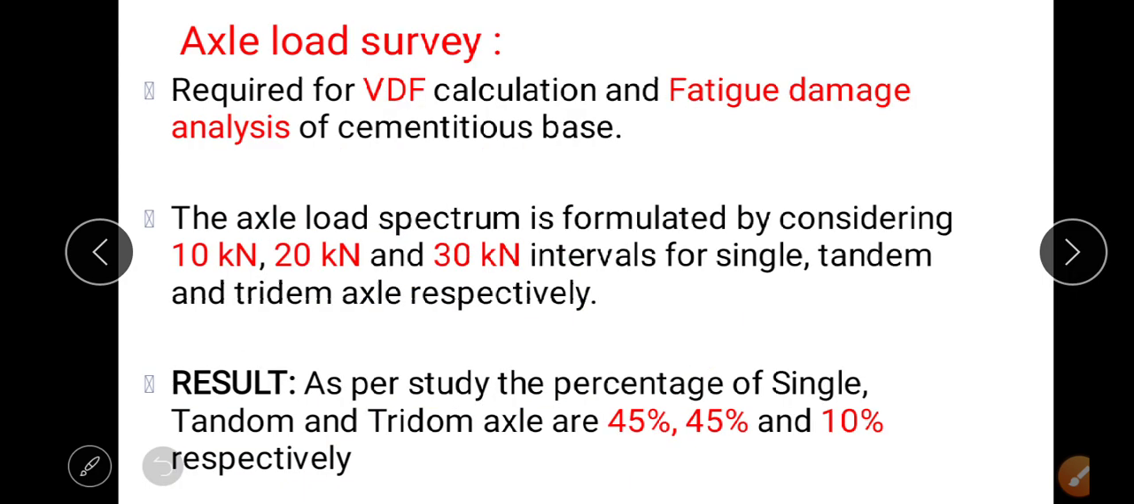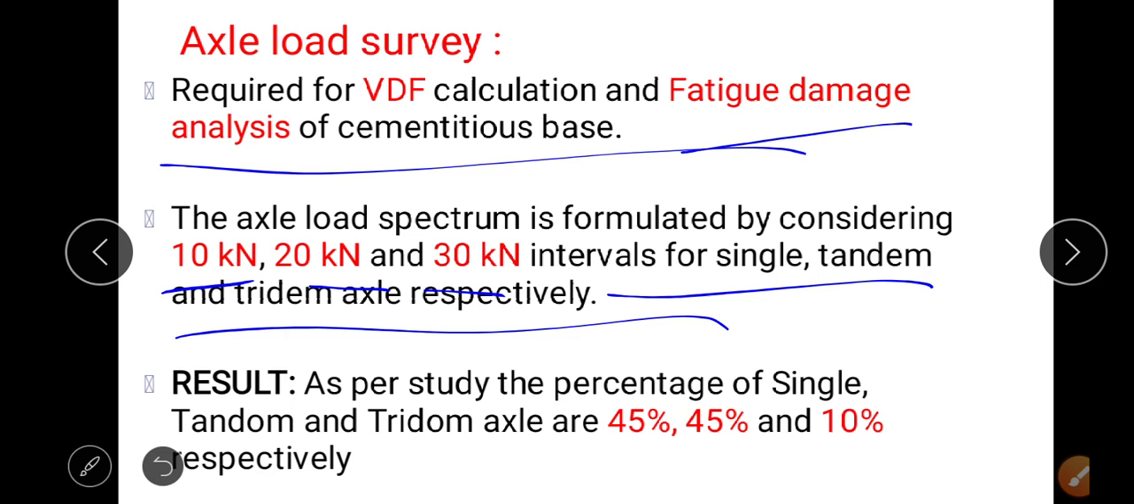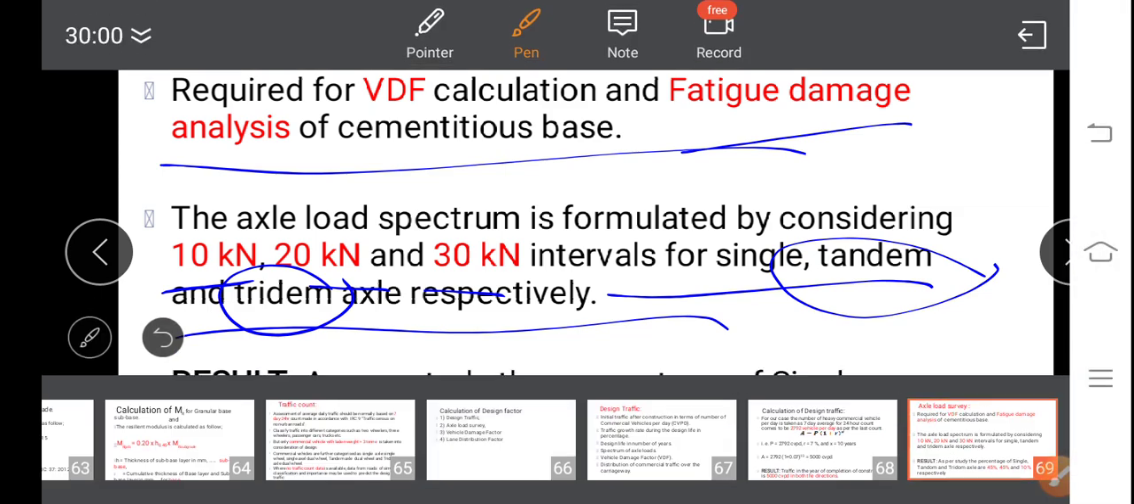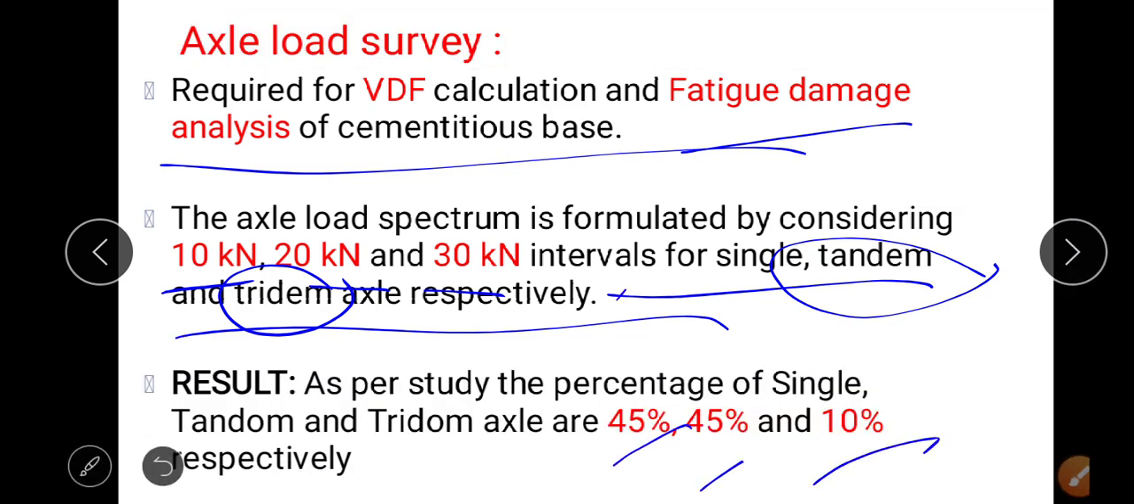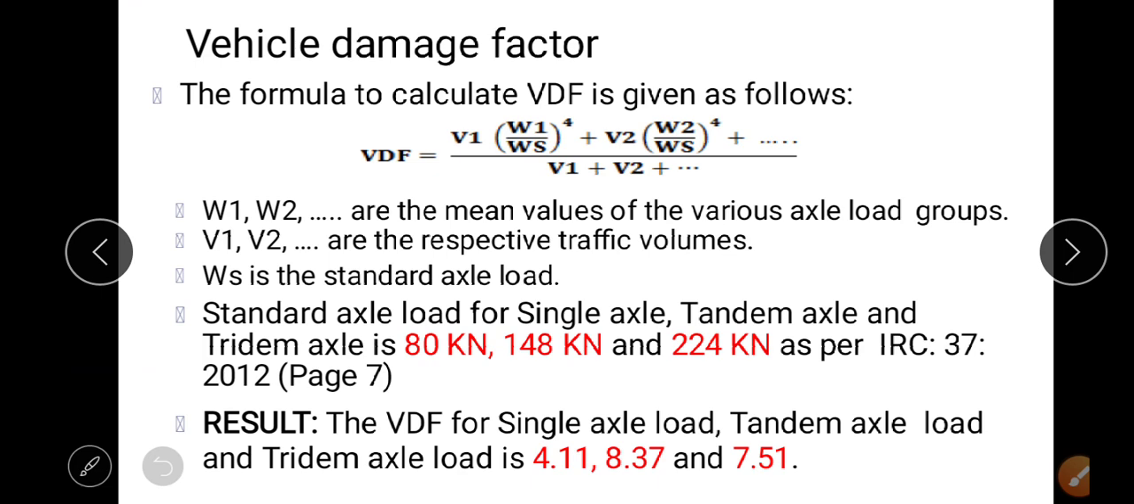Axle load survey. Required for VDF calculation and fatigue damage analysis of cementitious base. The axle load spectrum is formulated by considering 10 kN, 20 kN, 30 kN intervals for single, tandem and tridem axles respectively. I have shown along with the sketch tridem and tandem. Result: as per the study, the percentages of single, tandem and tridem axles are 45%, 45% and 10% respectively. So axle load spectrum, that is the calculation part. You need not remember.